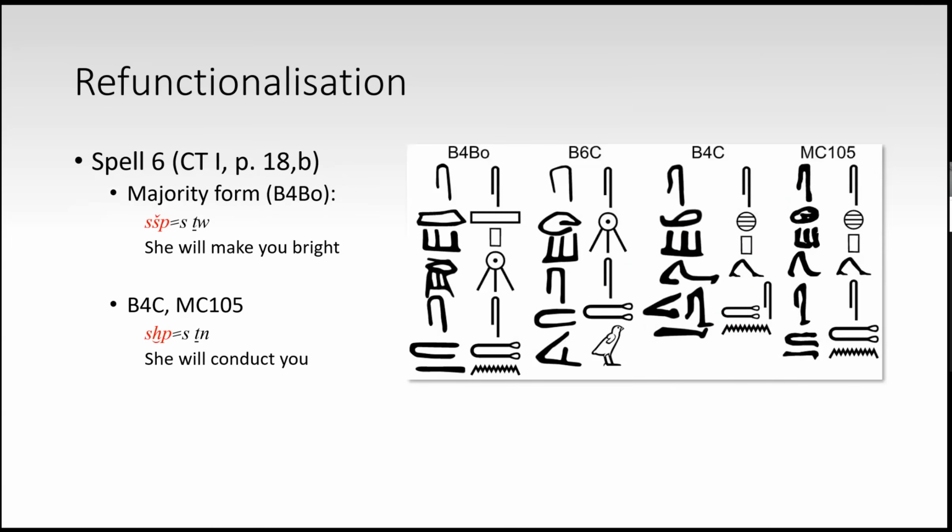A slightly more extreme example, where you actually have a rather drastic lemma shift, occurs in spell 6. The main phrase for most witnesses here is "shesat as chu" or "shesat as chen". The pronoun will vary based on the witness, and it would mean "she will make you bright". However, two witnesses, B4C and MC105, which is the Mentuhotep cemetery in Thebes, so it's a Theban tomb, actually changed the phrase to "sekep as chen".